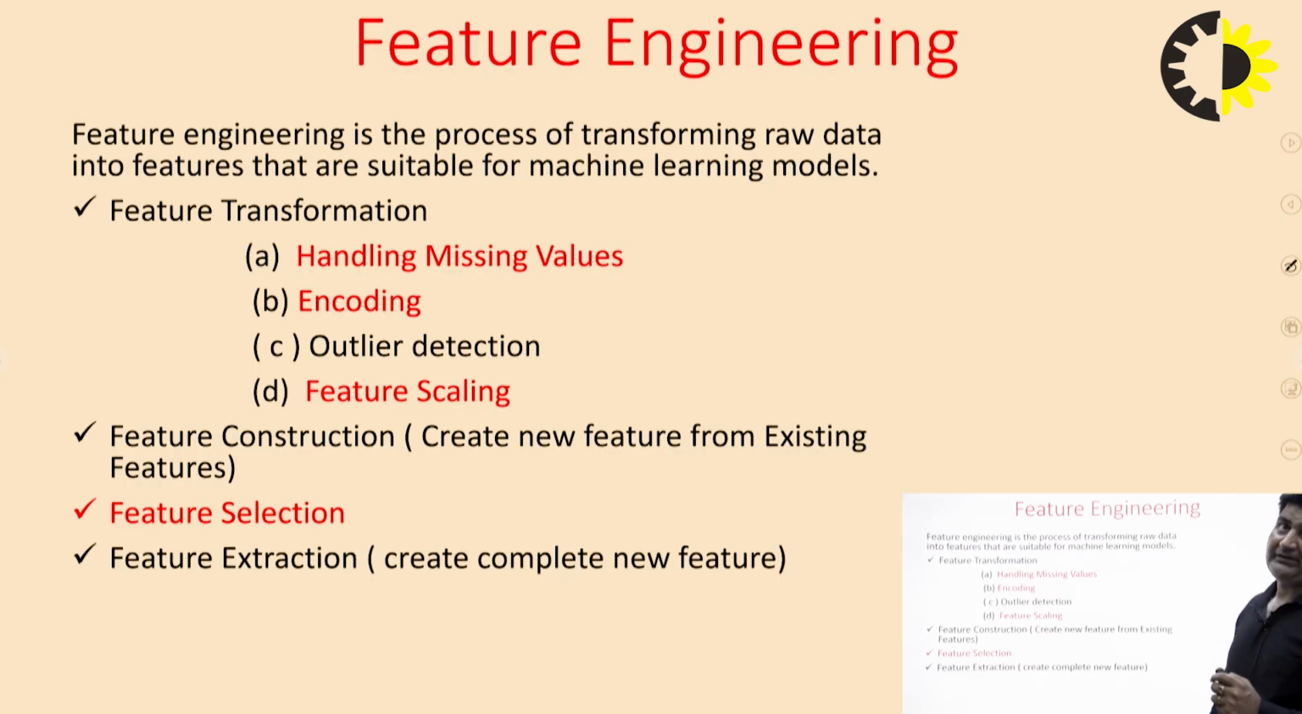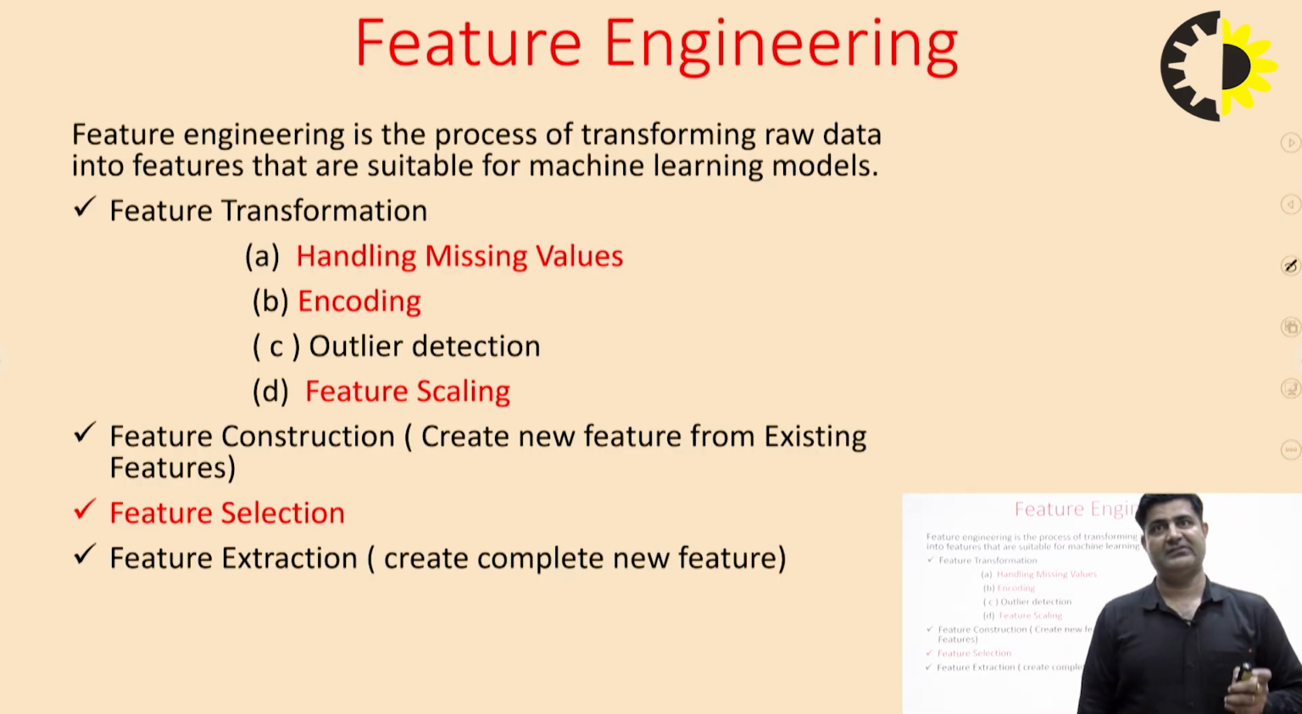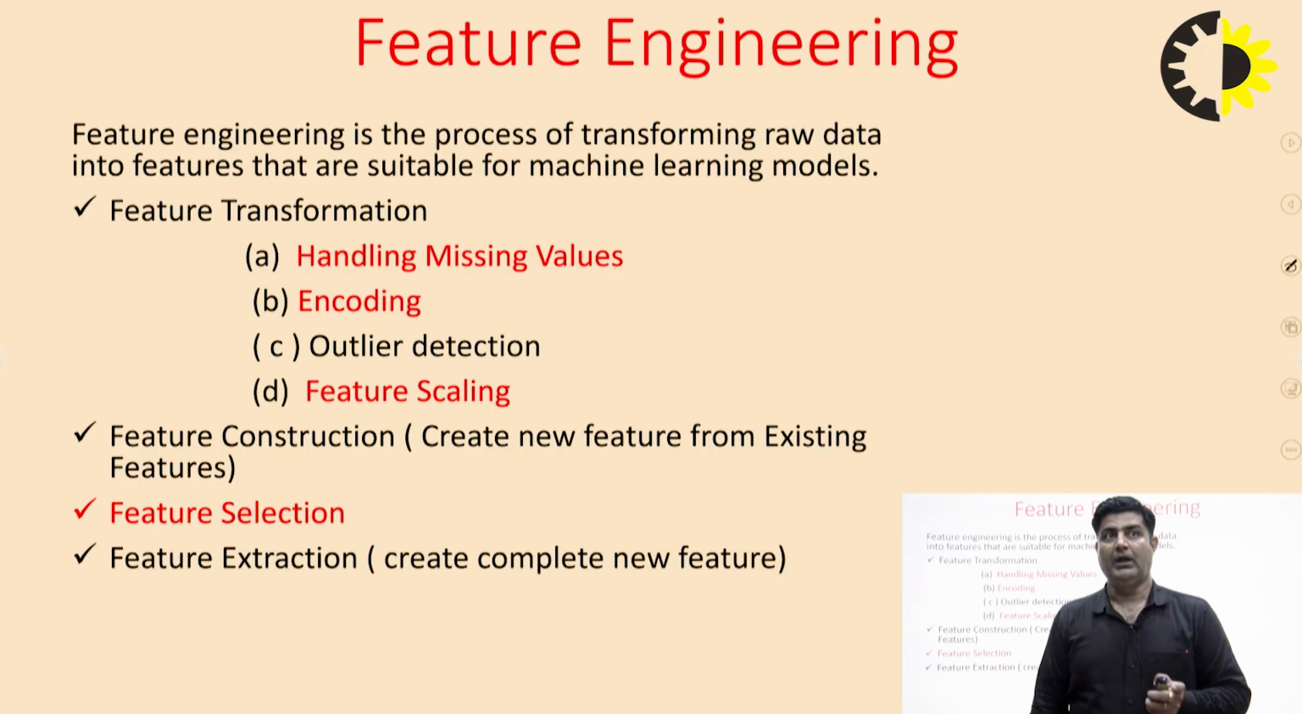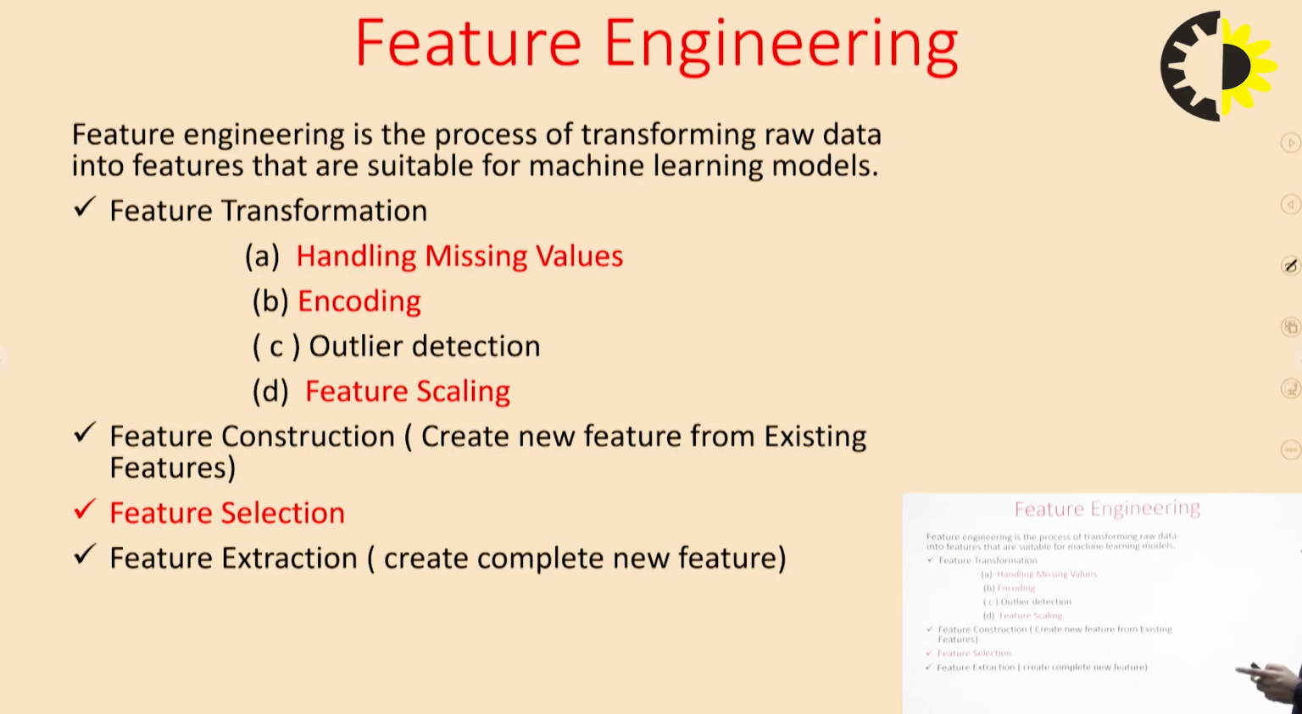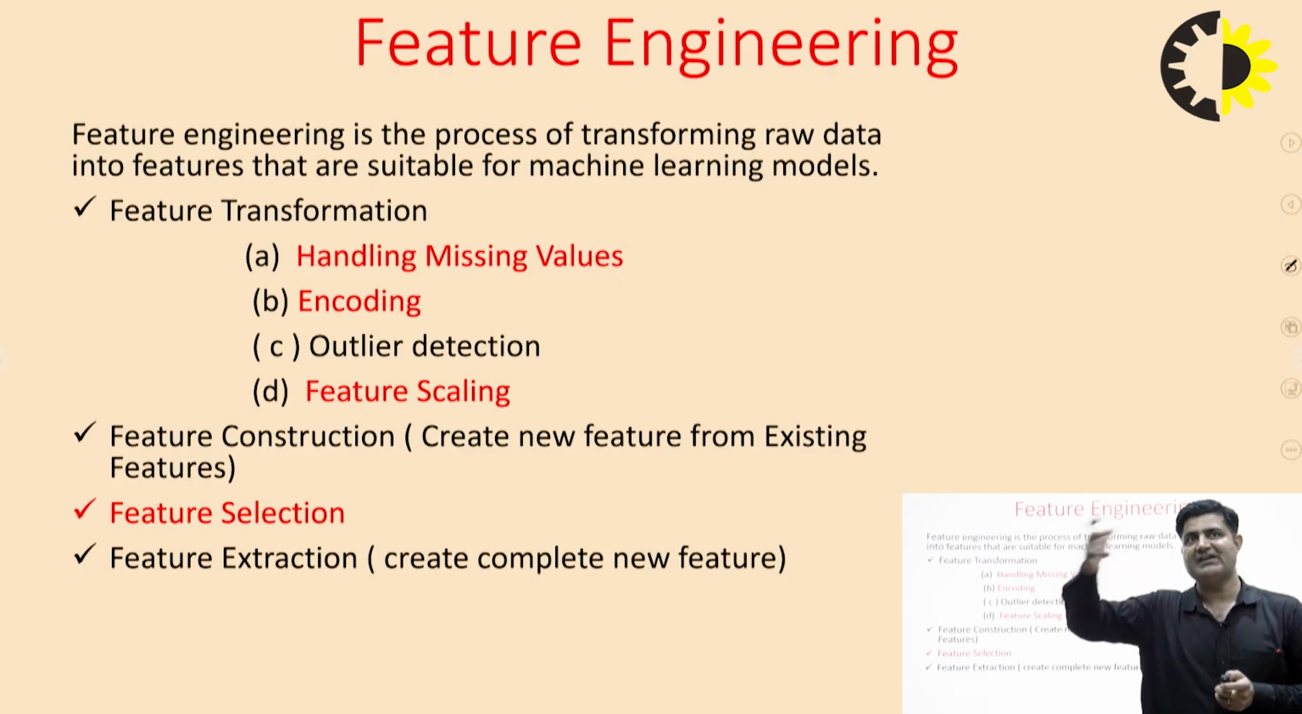Then we have feature engineering. This is one of the most important steps. It's called the data pre-processing step. Feature engineering is the process of transforming raw data into features that are suitable for the machine learning model. It means we have to prepare the data for the machine learning model, right? One of the beautiful parts is feature transformation, which means we have to transform the features in such a way that they are ready to design a model.